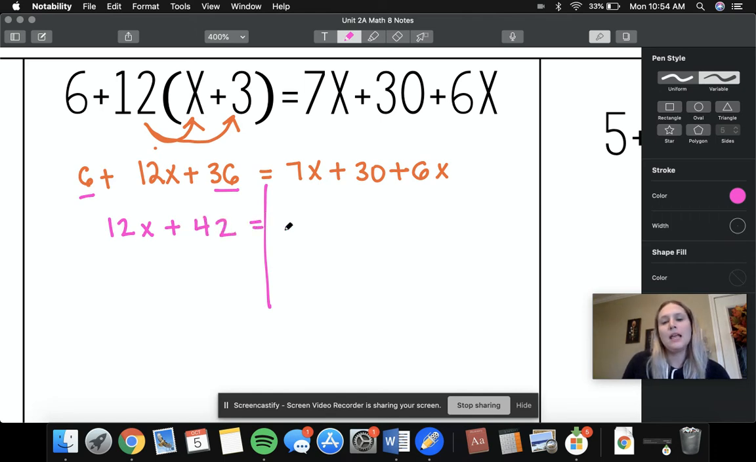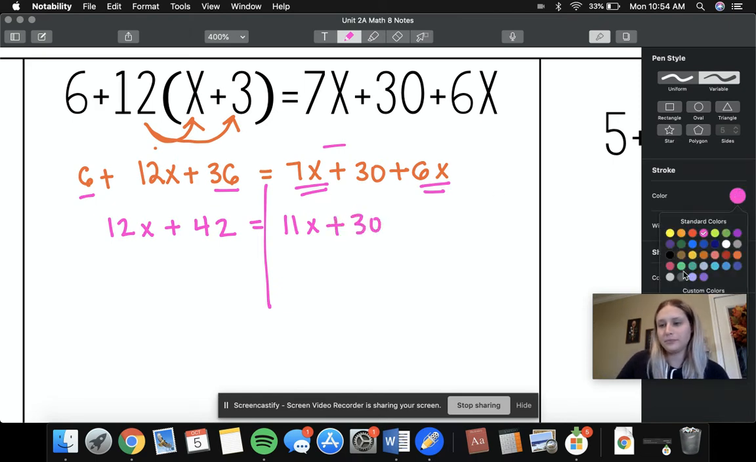Okay, now on the right-hand side, I see a 7x and I see a 6x. Again, they're on the same side of the equal sign, and because of that, I can combine them together. 7x and 6x would make an 11x, and I'm just going to drop that plus 30. All right, so now I have 12x plus 42 equals 11x plus 30.